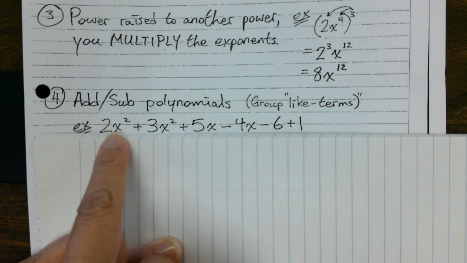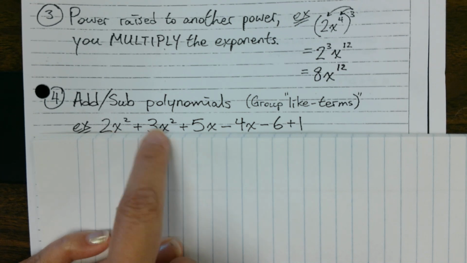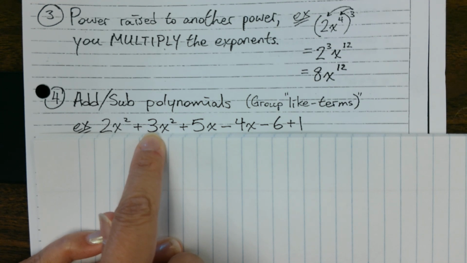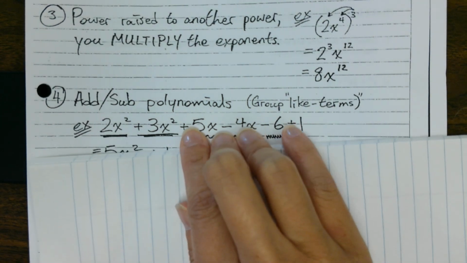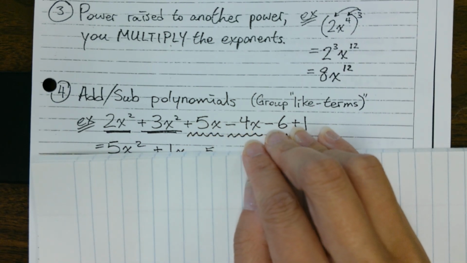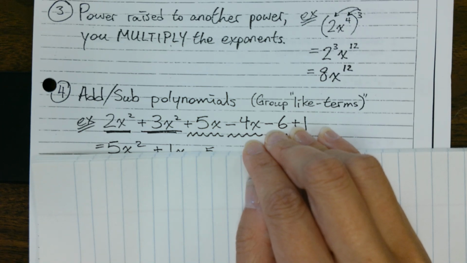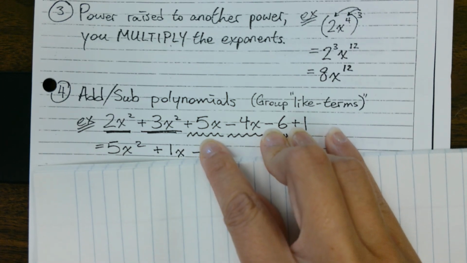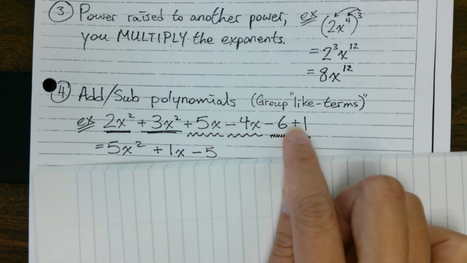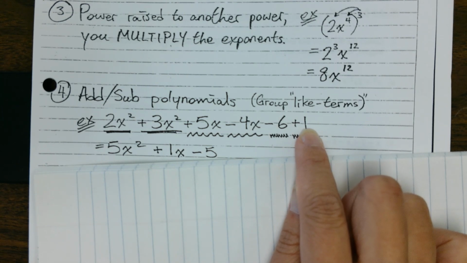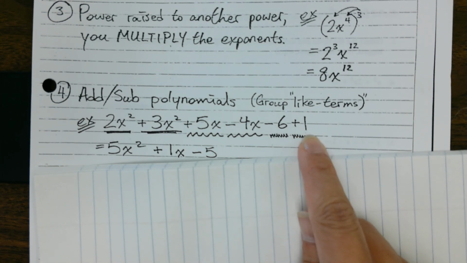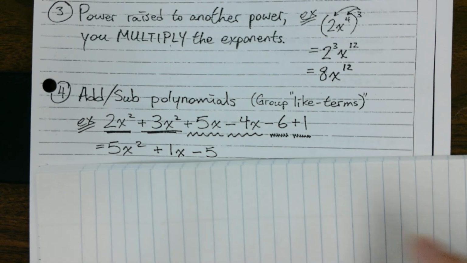3, right? So the x squares, these are considered like terms. I can group them together. So what is 2x squared plus 3x squared? 5x squared, good. And then 5x minus 4x, those go together. Those are like terms. And that gives you just positive x or plus 1x, doesn't matter. And then what are these called again? Constant. See, that's why I keep testing you guys. -6 plus 1, the constants can go together, and it gives you -5.